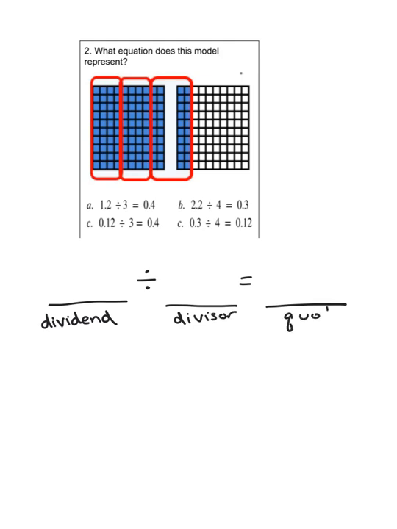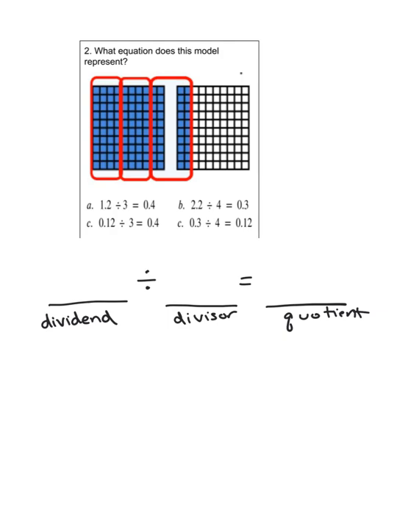What equation does this model represent? Now the first thing we always want to do is think about how we would set up this problem using this kind of structure, which is our dividend, or our total, divided by our divisor equals our quotient. So the first thing that jumps out at me when I look at this model is that the red shapes are showing me 3 equal groups.